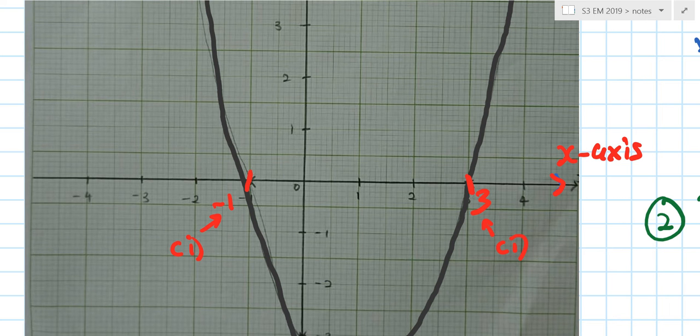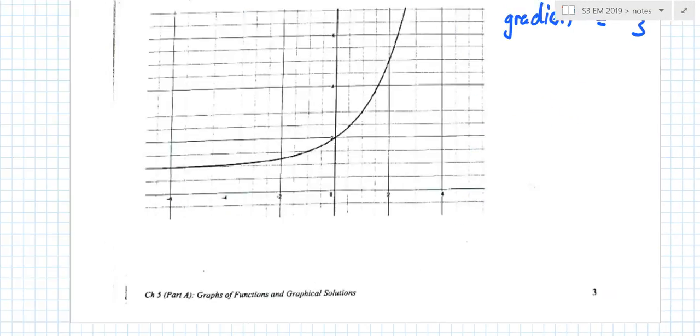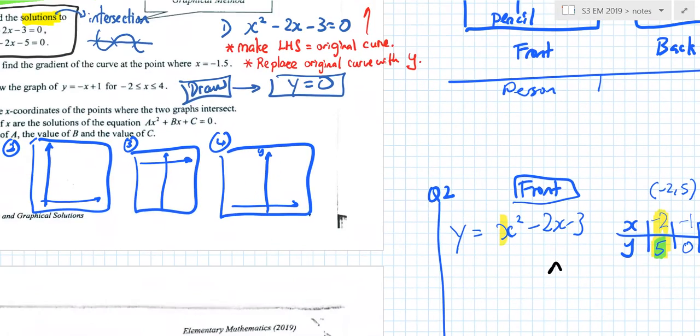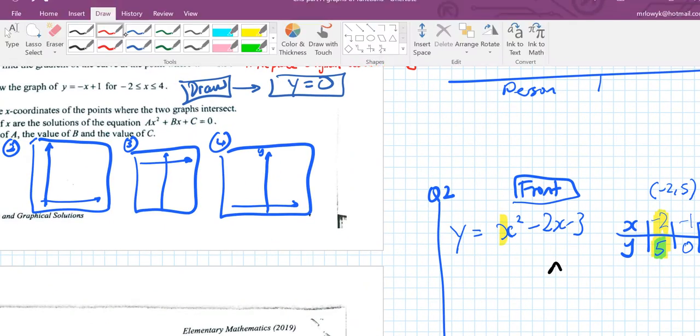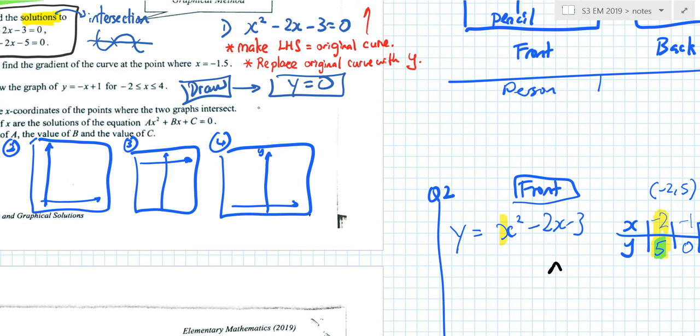C part 1. Write in pen or pencil on the graph paper is okay. But behind in pen. So after this, what do you write? Go back to your back, the back of the paper, then you write. Therefore, the answer is, so I go back to blue, x equals minus 1 or x equals 3.